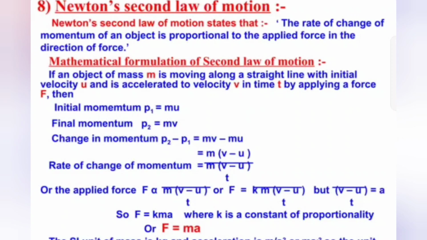If you want to remove the proportionality, you need to add a constant. So F is equal to kma, or simply you can write F is equal to ma. So you understood here.